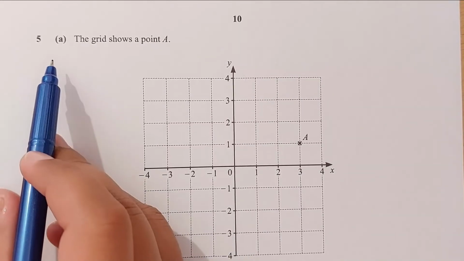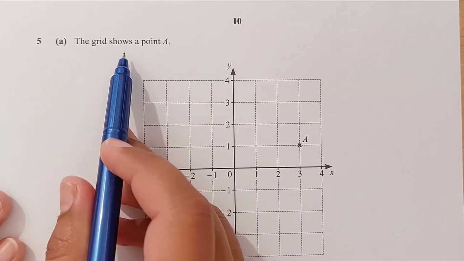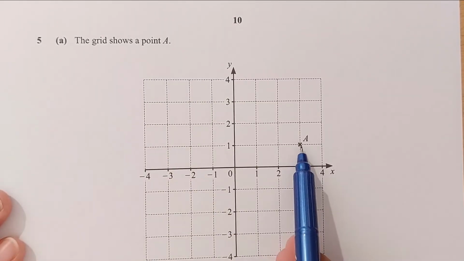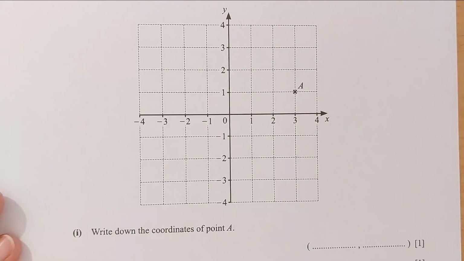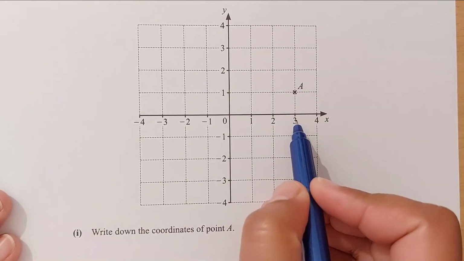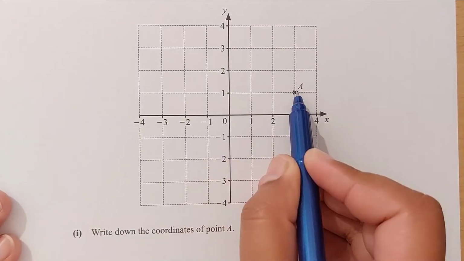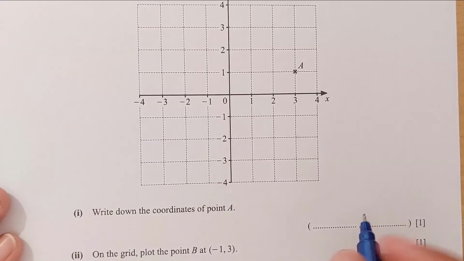Question number 5, part A. The grid shows a point A. This is point A. Now for part 1, write down the coordinates of point A. The X coordinate is 3 and the Y coordinate is 1. So we have 3, 1.